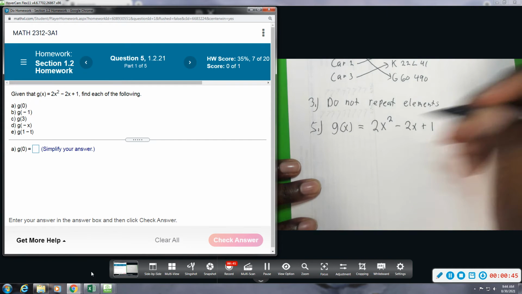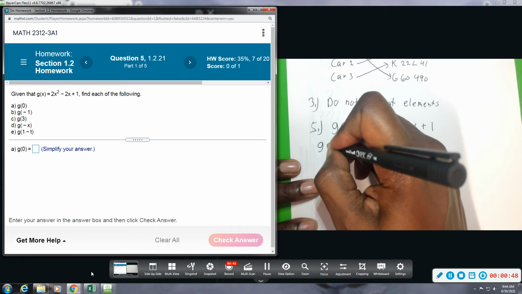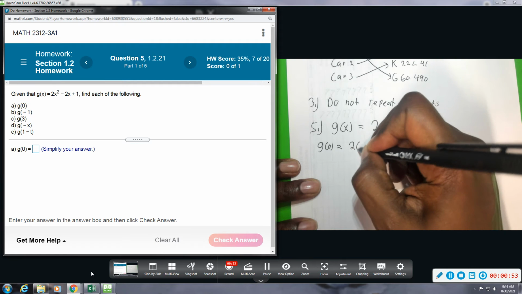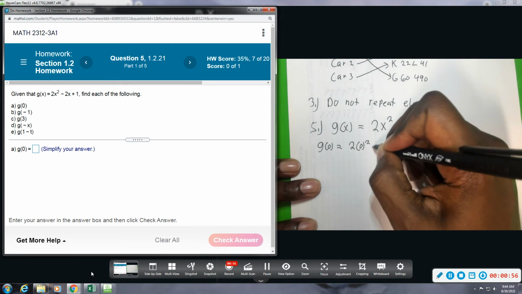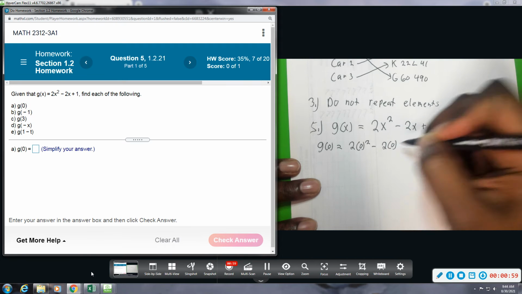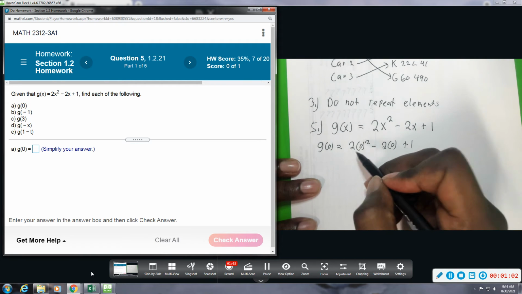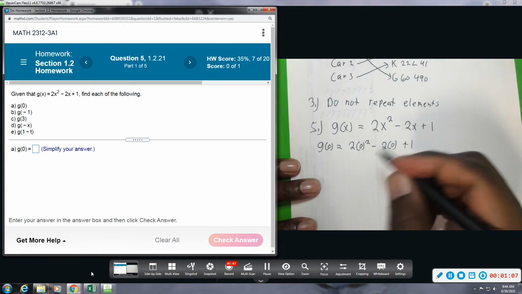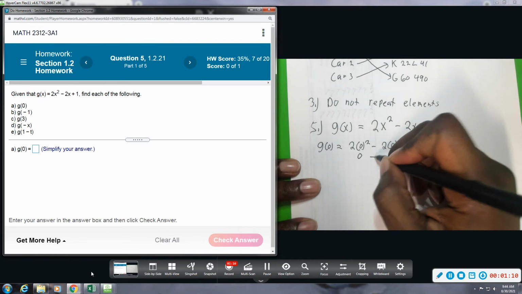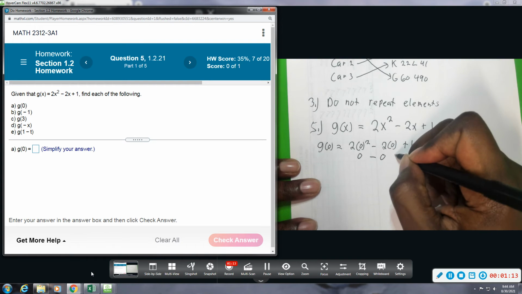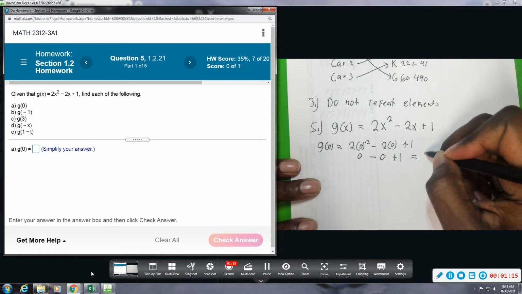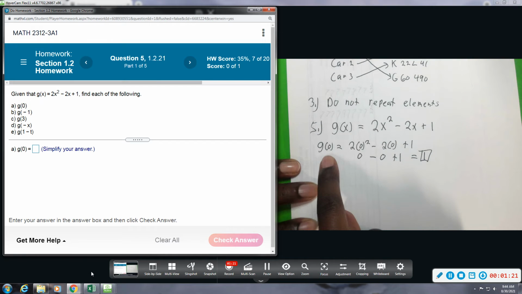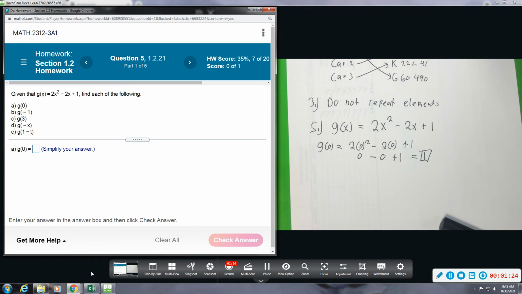We're going to do g of 0. Okay, so how that works, just plug in 0 for x, everywhere you have an x. So 2 times 0 squared minus 2 times 0 plus 1. So 0 squared, you do order of operations, this is 0, and then 0 times 2, you just get 0. And then minus 2 times 0 is 0 plus 1. So your final answer is 1. Okay, 0 minus 0 is 0 plus 1 is 1. So g of 0 is 1. We're going to go ahead and enter that.